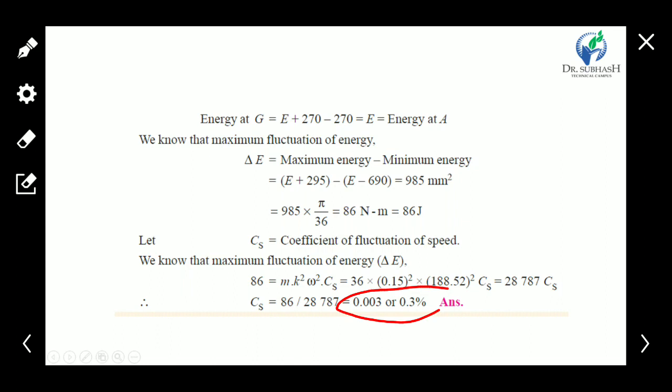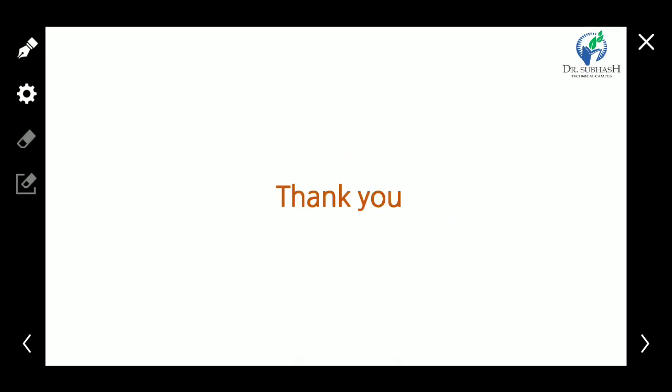So we can easily find the maximum fluctuation of energy with the help of the turning moment diagram, and from that maximum fluctuation of energy we can find the coefficient of fluctuation of speed. I hope that you understand the turning moment diagram, how to use it to find the maximum fluctuation of energy, and what the exact application of the turning moment diagram is.